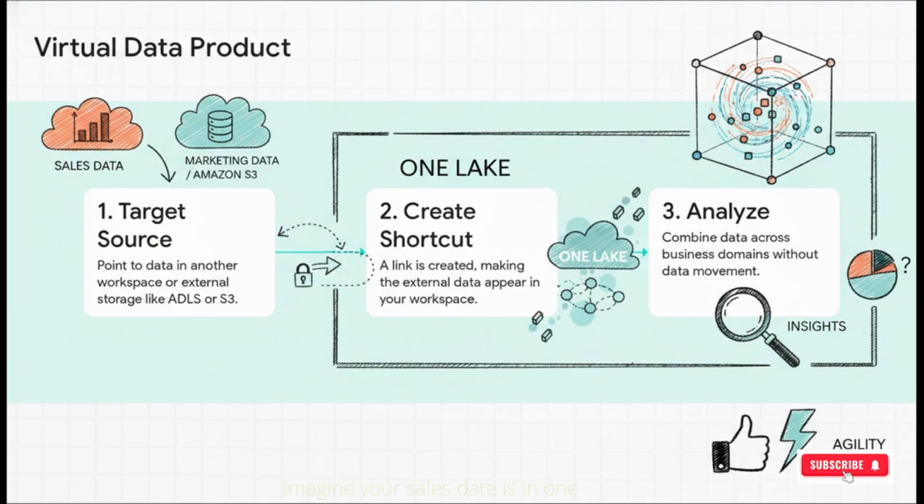Let's imagine your sales data is in one workspace and your marketing data is in a completely different cloud, say Amazon S3. No problem. You just point to those sources, create a shortcut for each, and bam, that external data instantly appears in your project, right alongside your other data. You can then combine them to create a virtual data product for analysis, all without building out complex data pipelines or duplicating massive data sets. I mean, the agility this gives you is just huge.